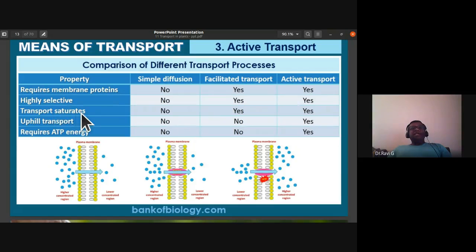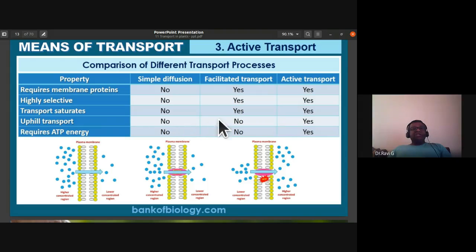Simple diffusion does not saturate, whereas facilitated transport and active transport do saturate. They reach saturation when all the protein channels on the membrane are transporting. Active transport, yes, is uphill transport, that is, against the concentration gradient.